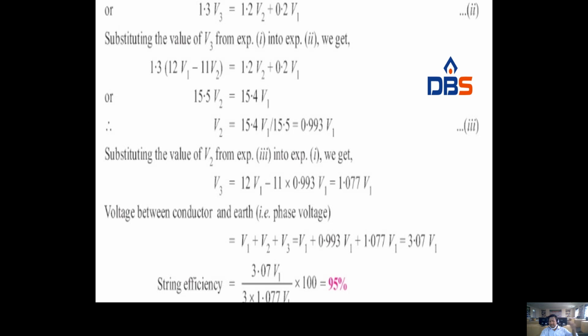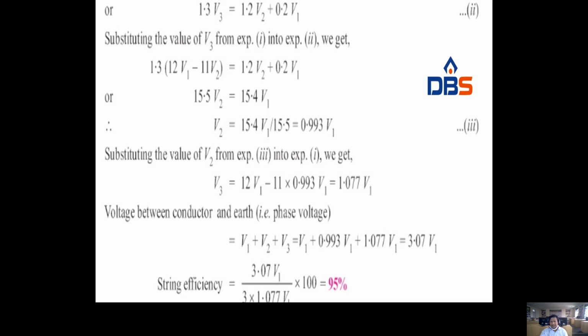As compared to the last three problems, we are getting 79%, 68% or 85%, but by the improving method, we are getting 95% string efficiency. Right? So the string efficiency can be improved with the help of a guard ring or grading of insulators, or it may be a longer cross arm. So this is the important problem, that is by using a guard ring, you have to improve the string efficiency more and more compared to the nominal values.